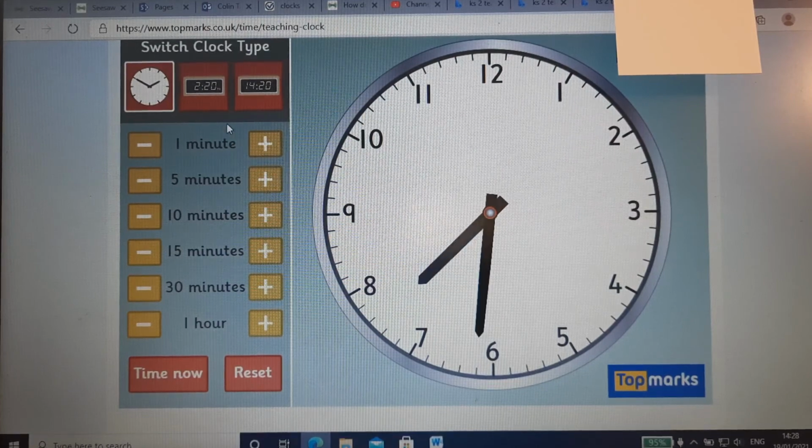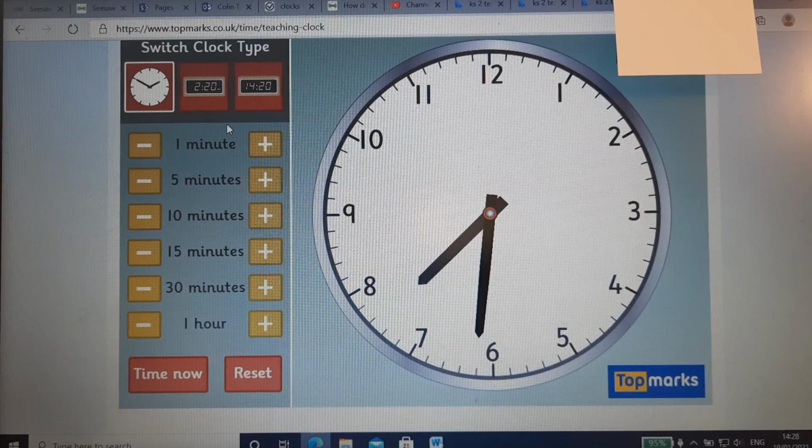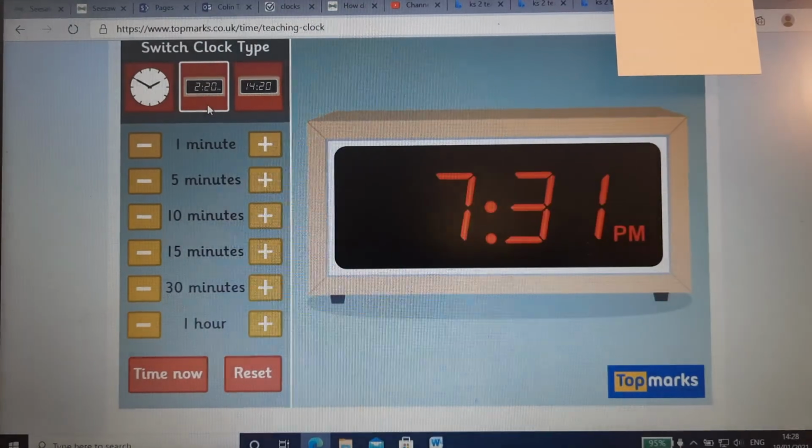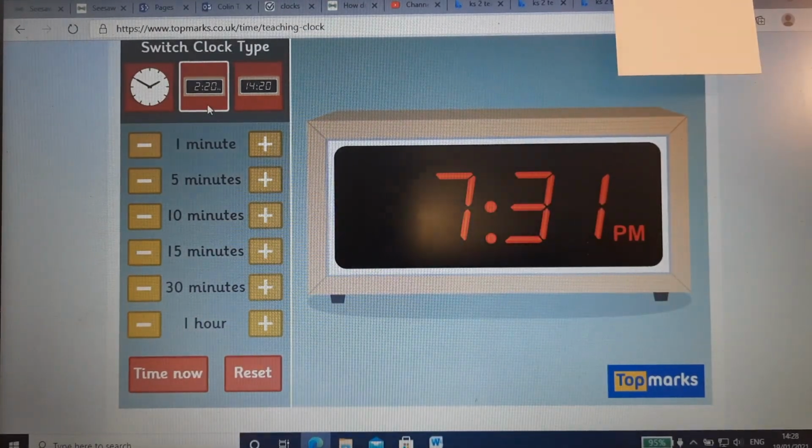Okay, here is our next time in the early evening. What do you think that would be? AM or PM if it's early evening? Write it down as a digital time. Press pause whilst you do it. Right, your time would be 7:31 p.m.